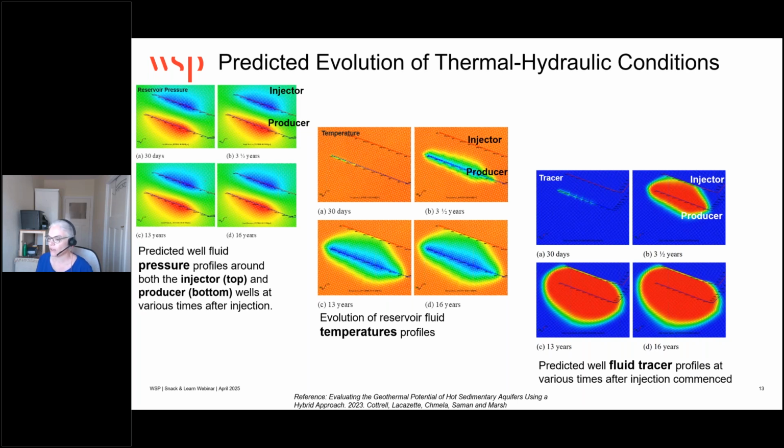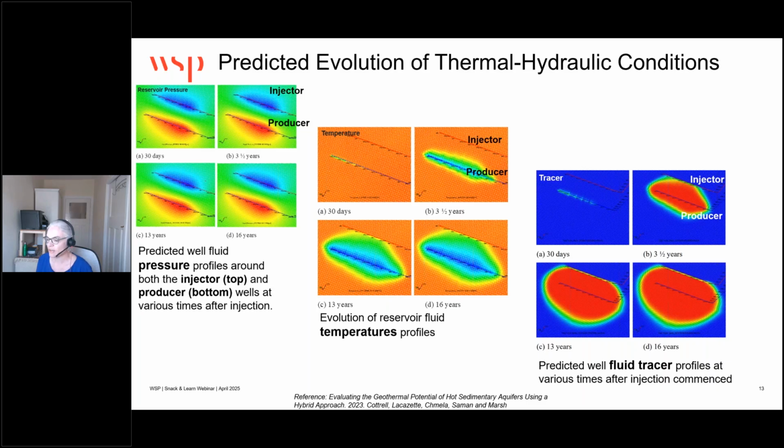Only the toe of the injector shows a minor reduction in the temperature, and after approximately 3 years of operation, a volume of injected cooler water is established around the injector well. The cooler water volume continues to enlarge with time, and after 13 years, cool water extends between the two wells.